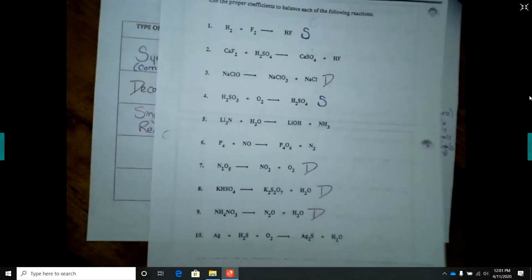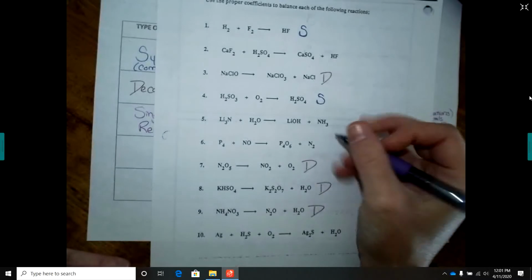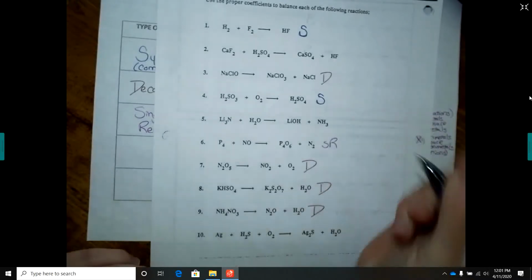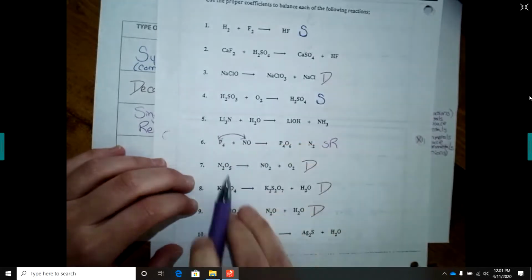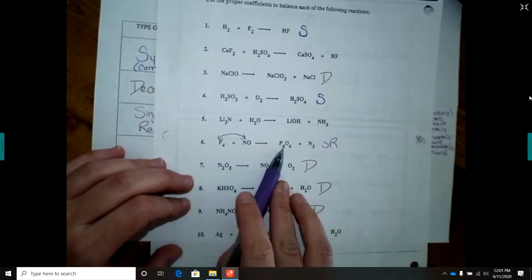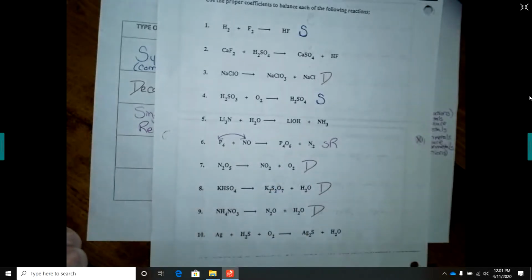All right, flipping to the back, looking for single replacement reactions. The only one I see is number 6. So you'll notice that phosphorus and nitrogen switch places. So now phosphorus is with oxygen, nitrogen is by itself. And that is it for that.